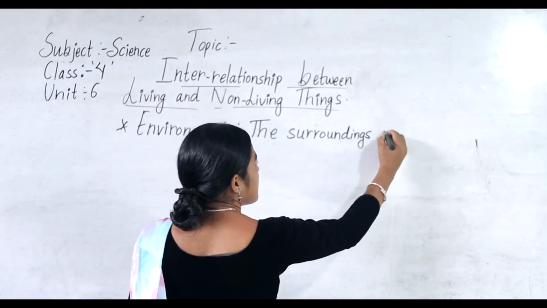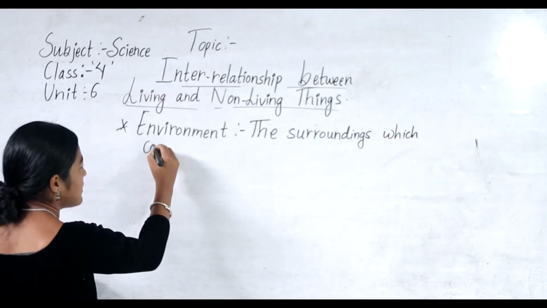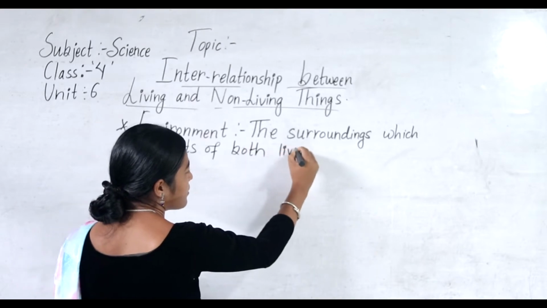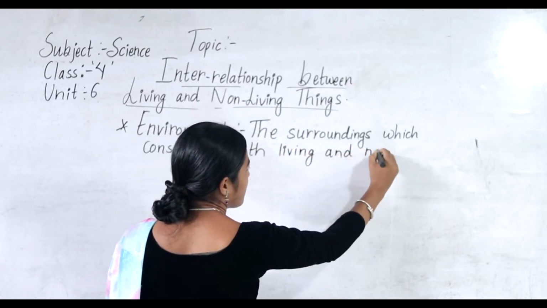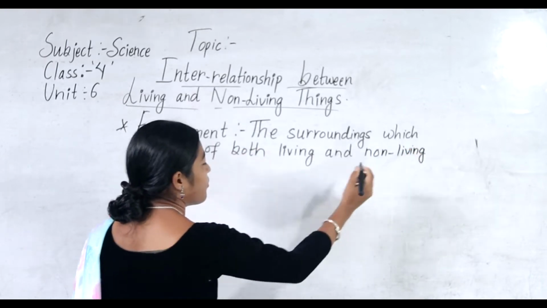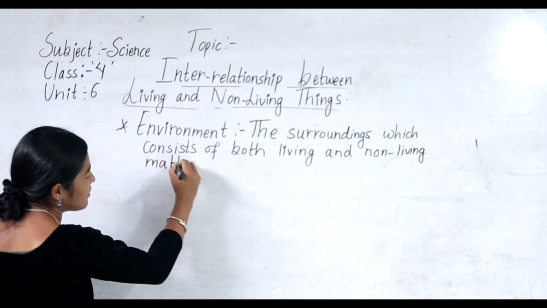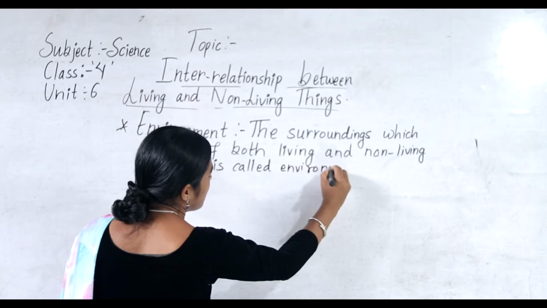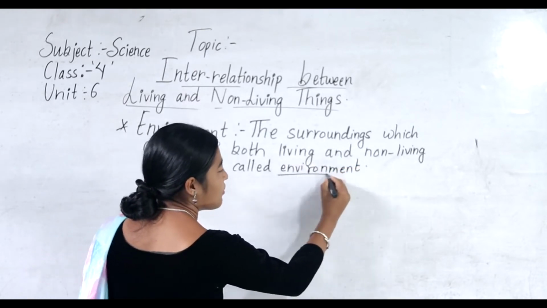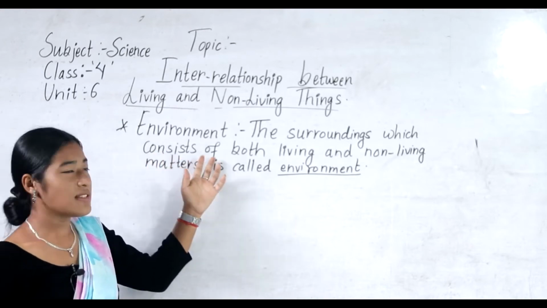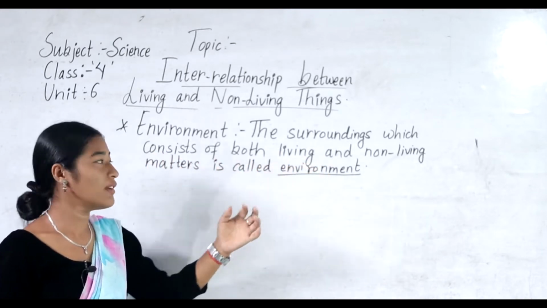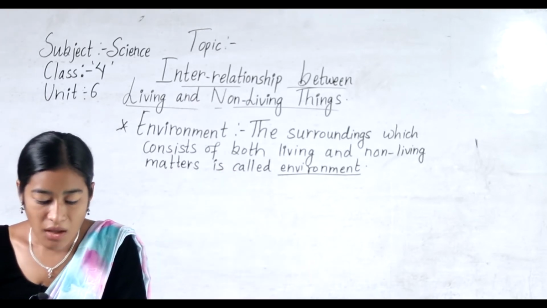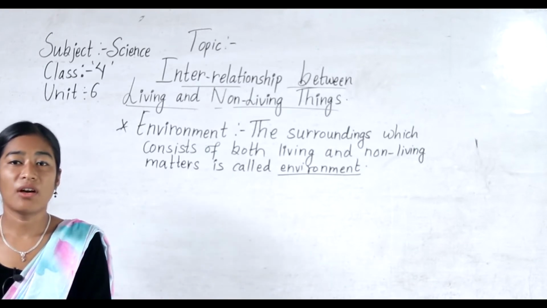So the surrounding which consists of both living and non-living matters is called environment. So the surrounding which consists of both living and non-living things or matter, that is called environment. So all living things depend on non-living things.